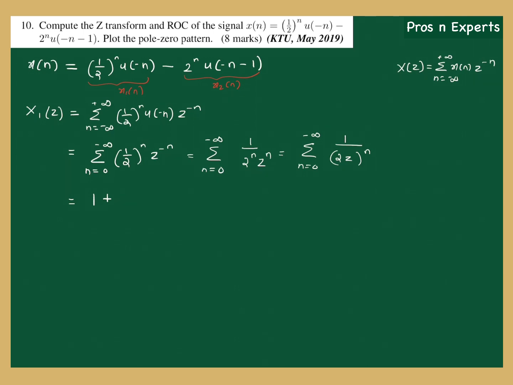Plus, what is the next n value? Next n value is not n equal to 1, but n equal to minus 1. That is where you have to concentrate, right? N equal to 0 to minus infinity is the sigma. So after n equal to 0, next value will be n equal to minus 1. So putting n equal to minus 1, this will be equal to (1 by 2z) raised to minus 1, which is equal to 2z itself.